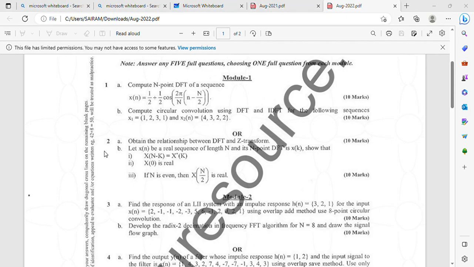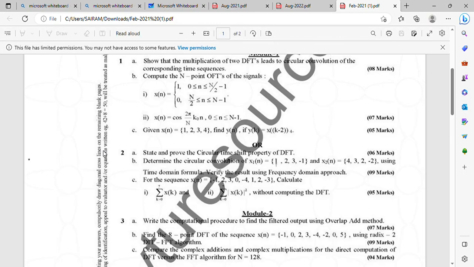Just a minute, let me check. Yes, I guess this particular question is circular convolution where x1 of n is 1 2 3 minus 1 and x2 of n is 4 3 2 2. So this is using the time domain formula, that formula whatever is present for you. By using that formula you are going to determine the circular convolution. So this is also one question, students. And the next one, just a minute, I'll check it out.